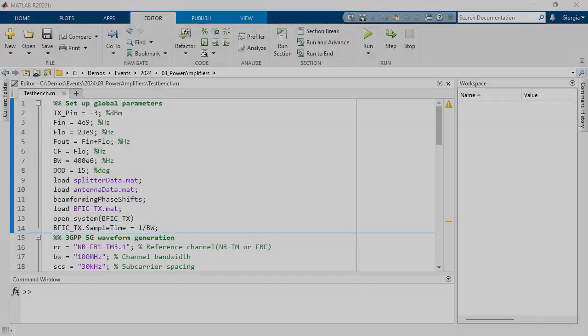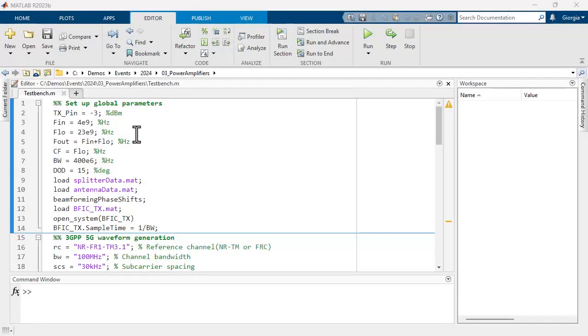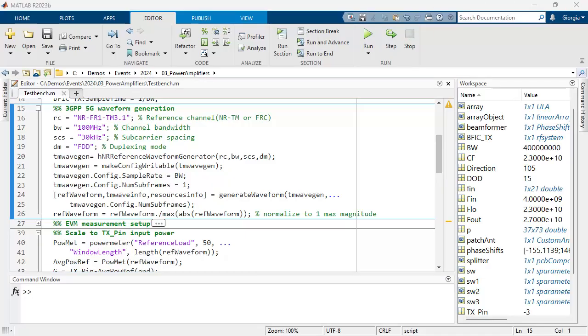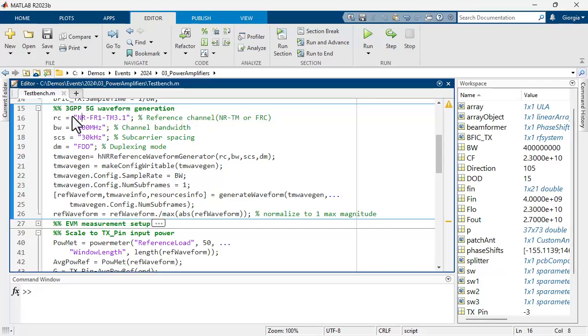So what we have here is a MATLAB script. First of all, we set up some global variables like the input frequency, the output frequency, the local oscillator frequency, and we load the designs of the antenna that we performed before. Then we generate a 3GPP waveform. We can use any standard channel. In this case, we use a test model 3.1 with 100 megahertz of bandwidth and frequency division multiplexing. We generate the waveform, it's fairly straightforward, and then we scale it.